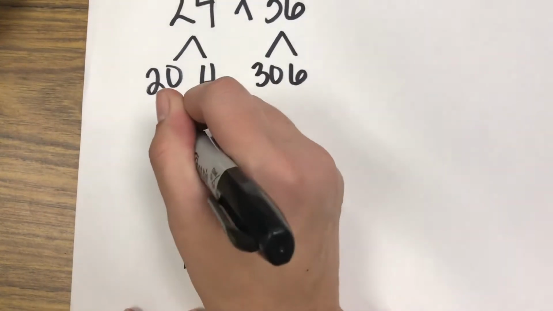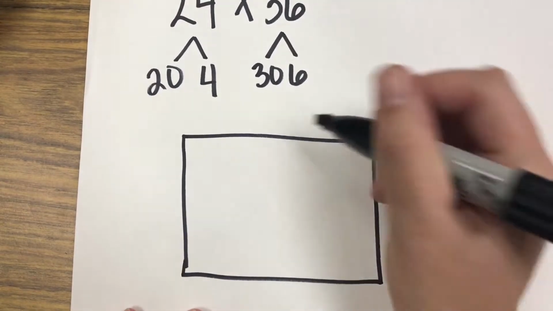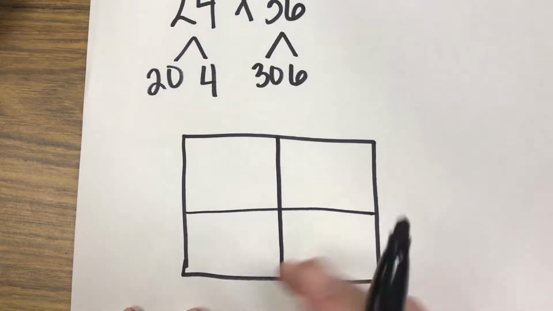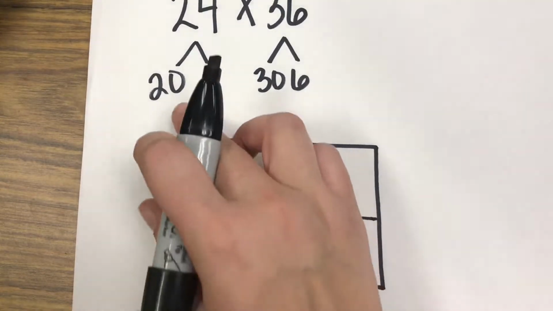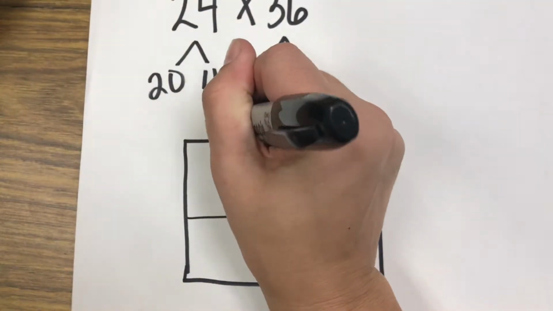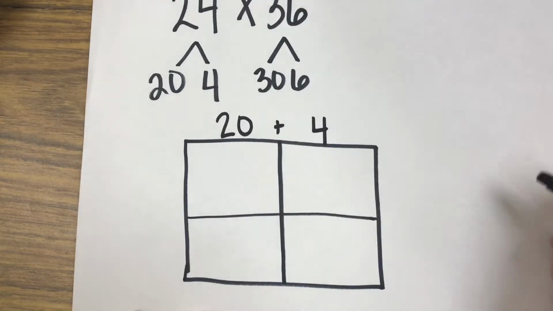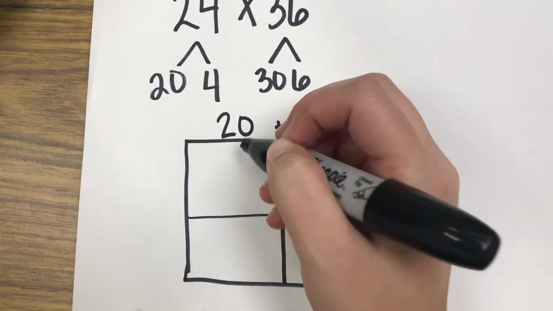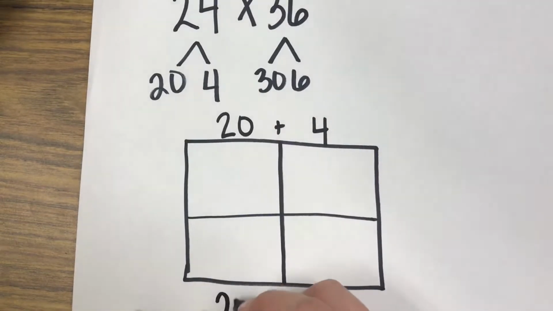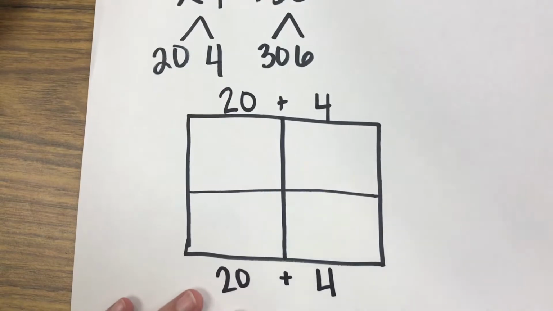So draw our rectangle. Now we divide it evenly into 4, and we just make sure we have it labeled properly. So I'm going to take my first number, my 20 and 4, and I'm going to label across the top 20 plus 4. I know because it is a rectangle that the opposite sides are parallel and equal, so I also have a 20 and a 4 on the opposite sides.